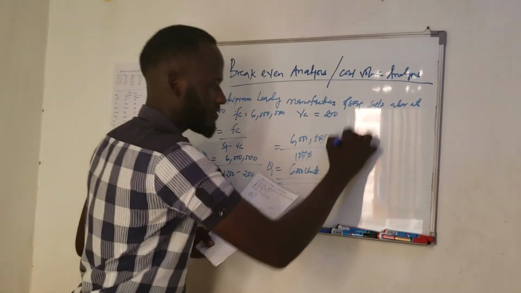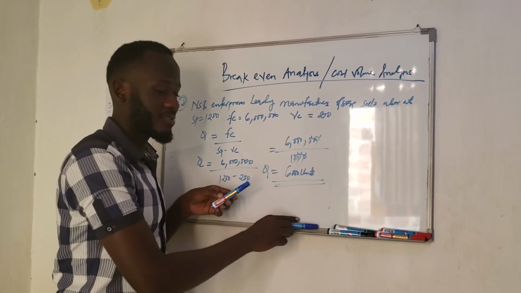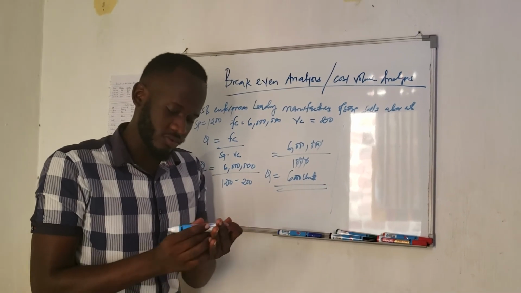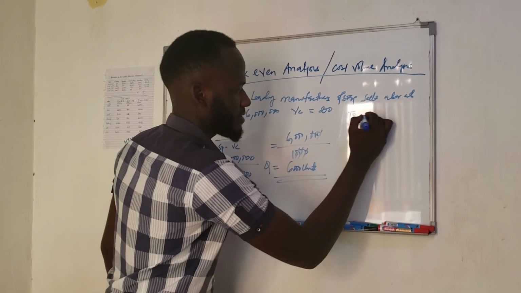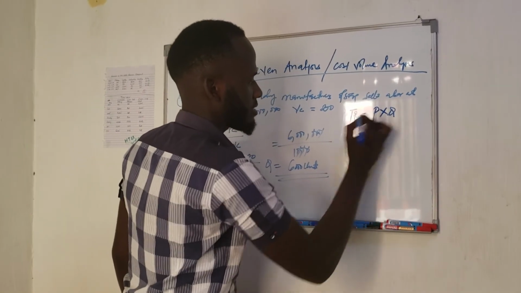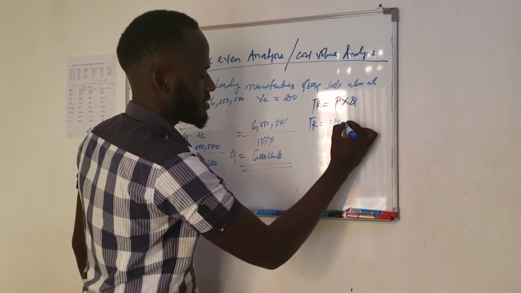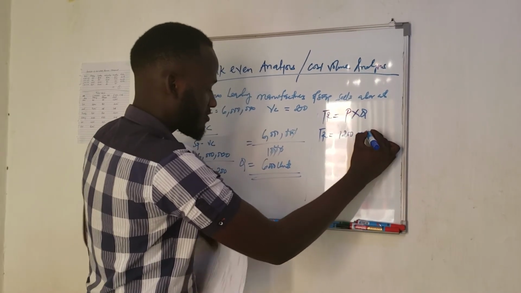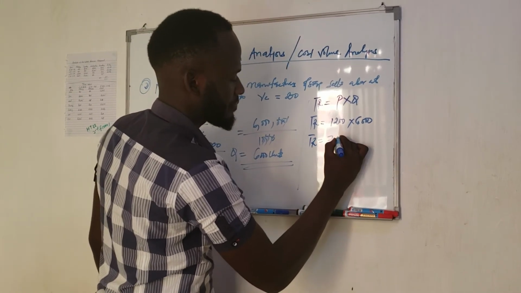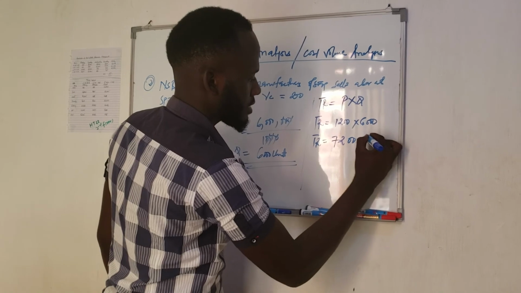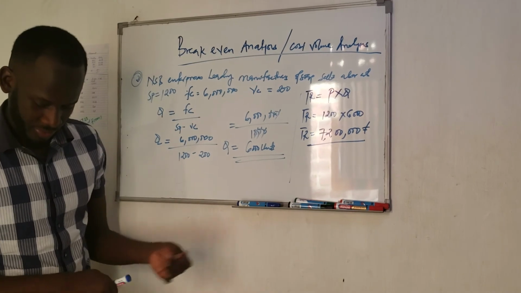So they're asking us revenue at break-even point. When they ask you revenue at break-even point, you have to remember that at break-even point, TR, total revenue, is given by price times quantity. So our TR is given by price. What is the price? What is the selling price? It is 1,200 times the quantity that we have right now. So I get our TR as 7.2 million Ghana shillings.